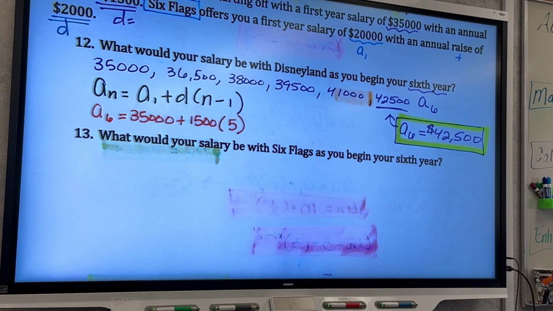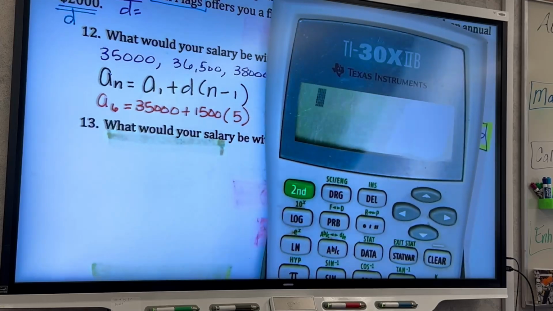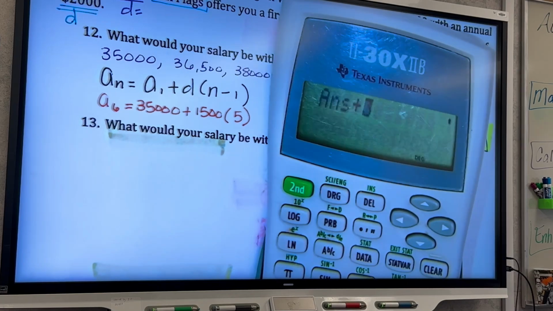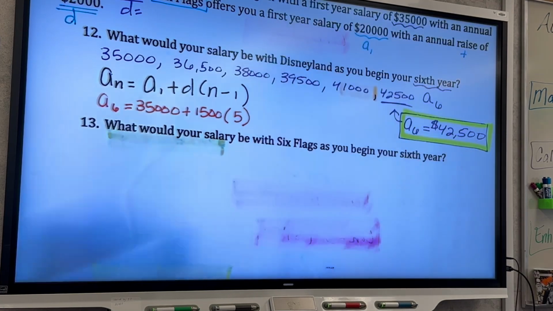Okay. Let me just get my calculator so you guys can see it. And I cleaned the screen. I know it was really dirty, so that's why it was hard to see sometimes. So, 1500 times 5 is 7,500. Add 35,000 to that, and there it is, 42,500.